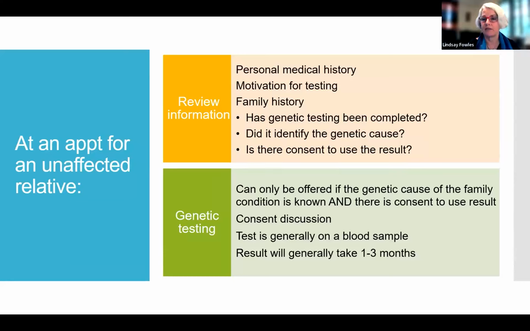Because sometimes someone in the family has had genetic testing, but either for whatever reason, consent has not been granted to use that result, or consent has not been documented. And that's where it can be tricky. There may have been an intention by that individual for that result to be used for family members, but the consent has not been documented. We can only offer genetic testing to an unaffected individual to see if they might develop the family condition if the genetic cause of the family condition is already known.